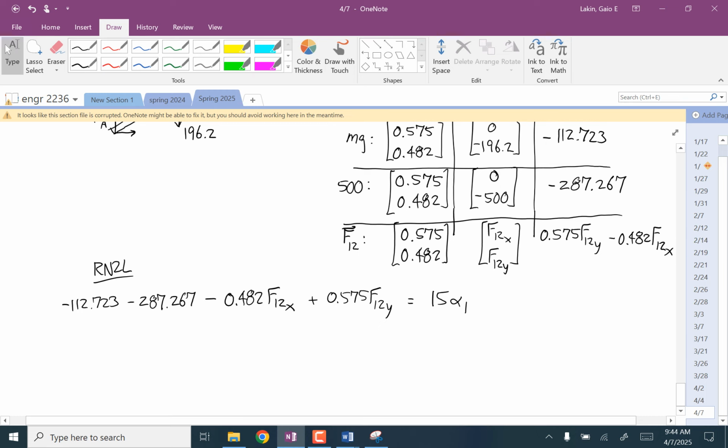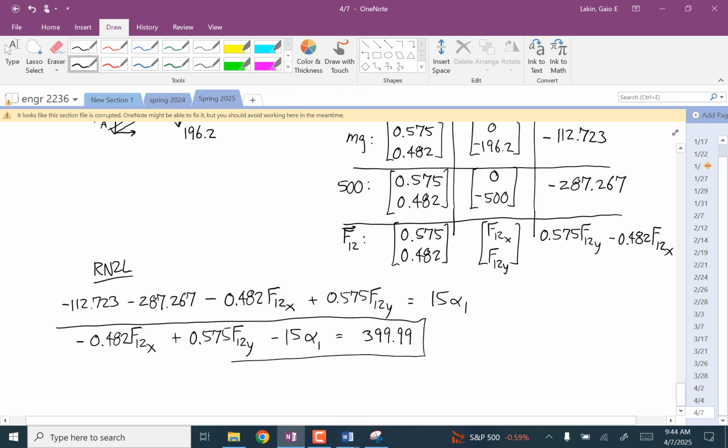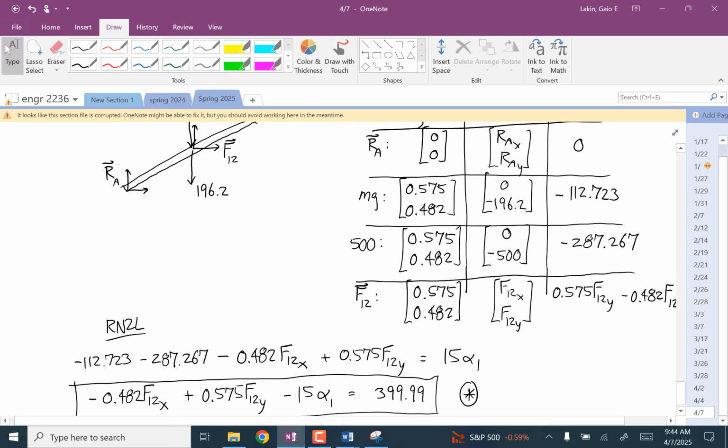So that says negative 0.482 F12X plus 0.575 F12Y minus 15 alpha 1 is equal to 399.99. And that's the equation star. We have 3 variables in this equation, so we can't do anything yet.